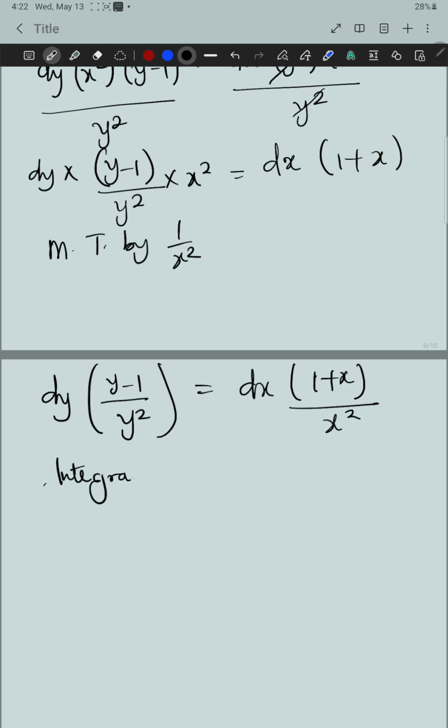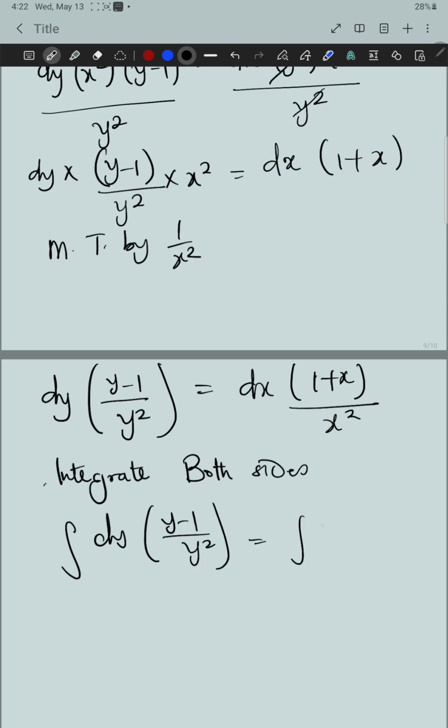Integrate both sides. So we have the integral of y minus 1 over y squared dy is equal to the integral of 1 plus x over x squared dx. If you integrate, please always make sure you add your dx. Is that okay? Did you see that? All right, so let's integrate that.